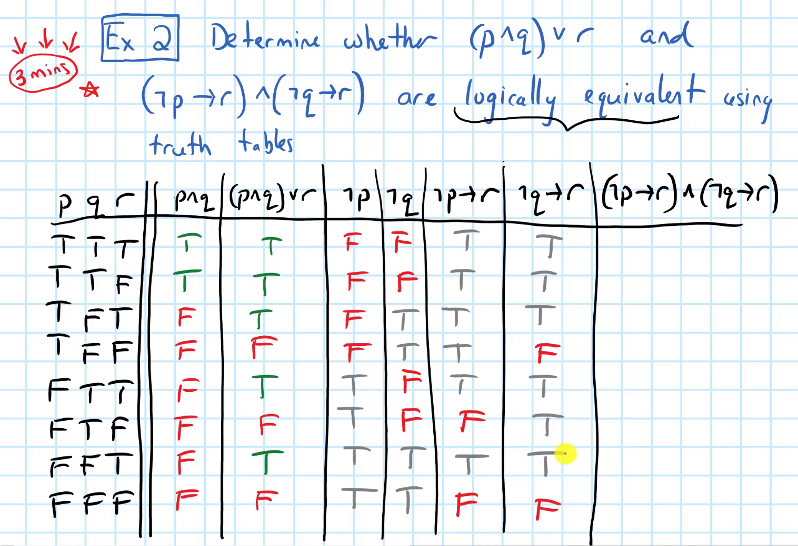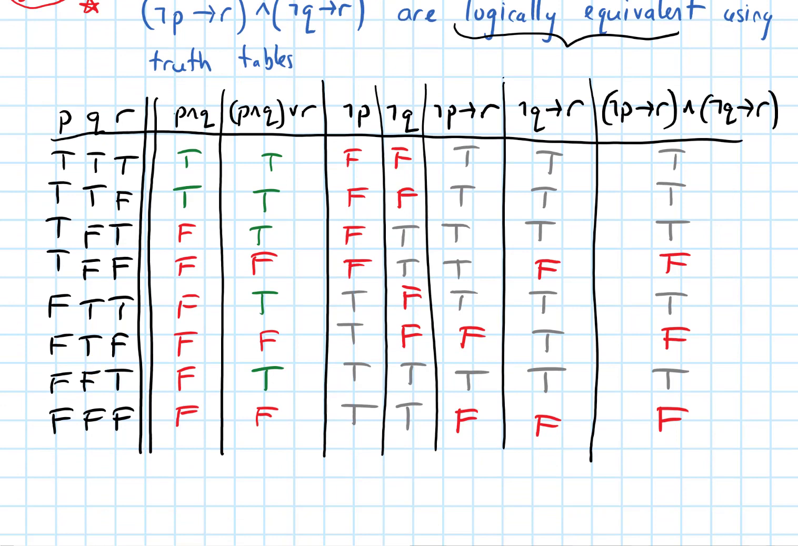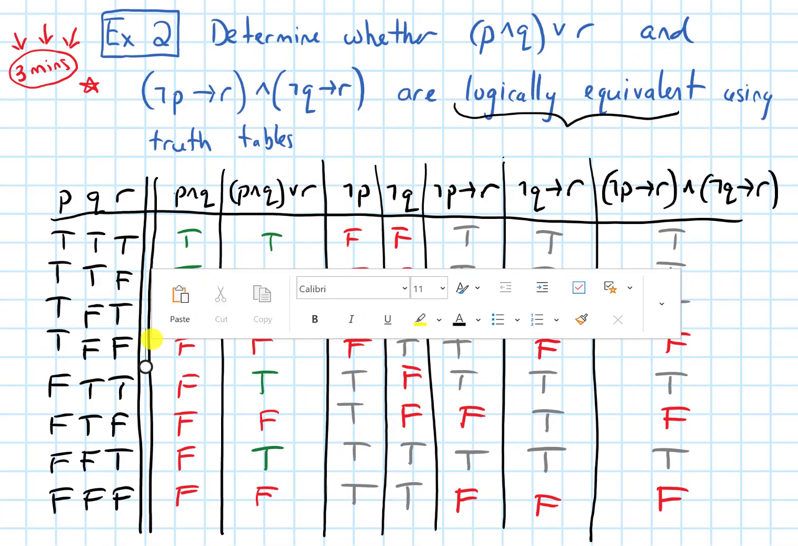All right, and then finally, I got to put the previous two columns together and make an AND statement with them. So an AND statement is going to be true when both parts are true. So that happens in the first three rows, it happens in the fifth row, and the seventh row, where both parts are true. And all of the other rows, at least one of them is false. So I put falses.